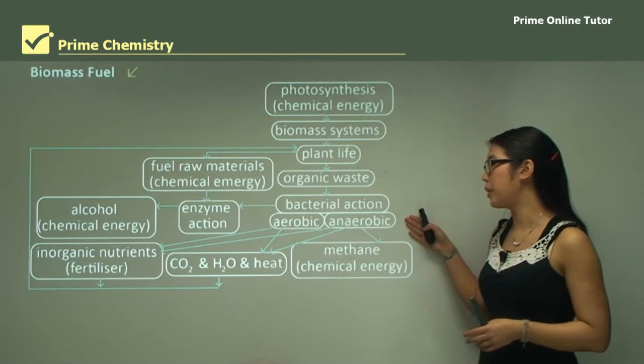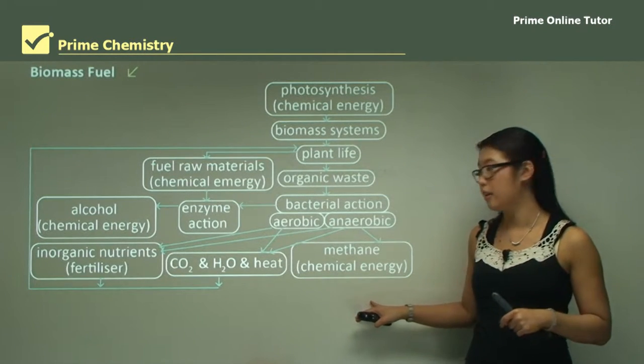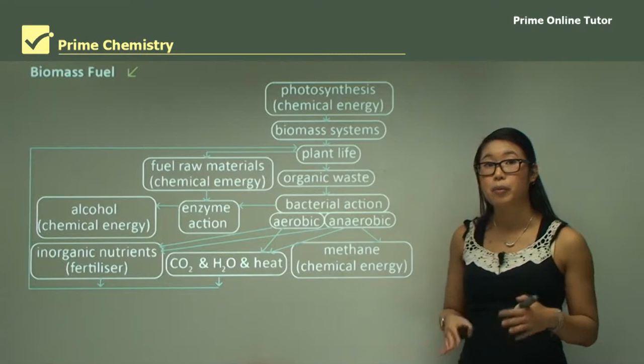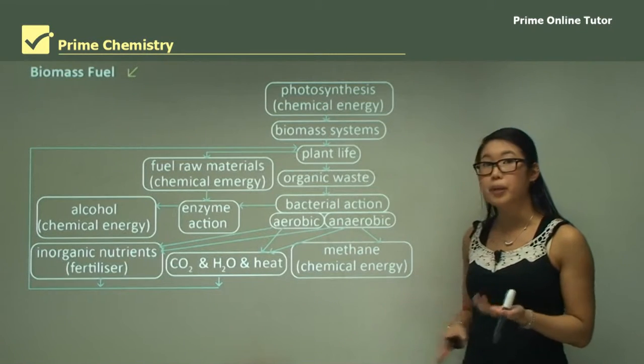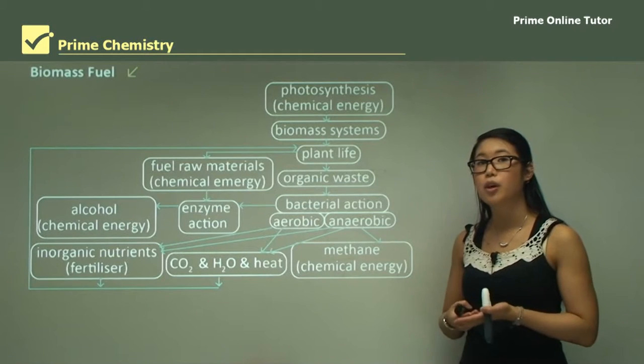But if we have anaerobic decomposition, we can produce methane. And this can be a form of chemical energy because when we burn methane, we produce a lot of heat, and heat can be used to heat houses or power cars.